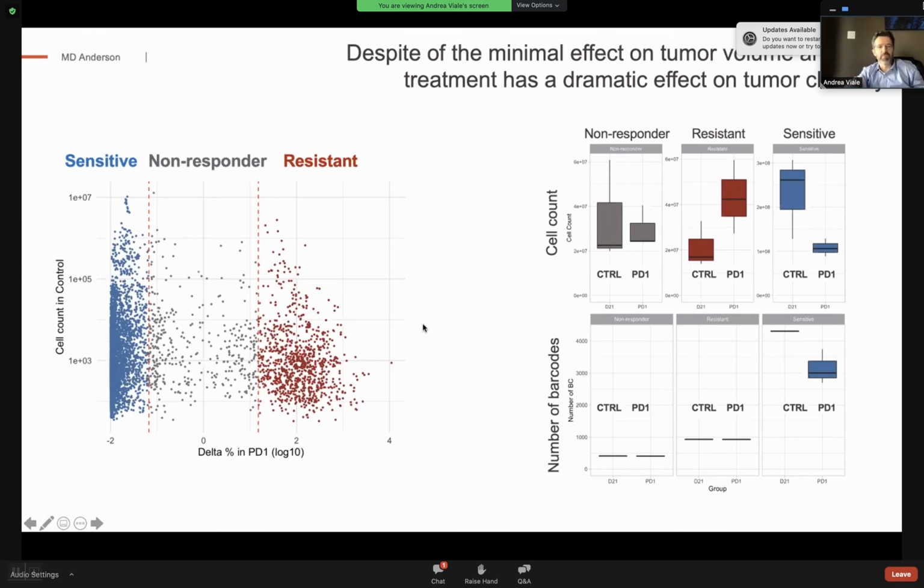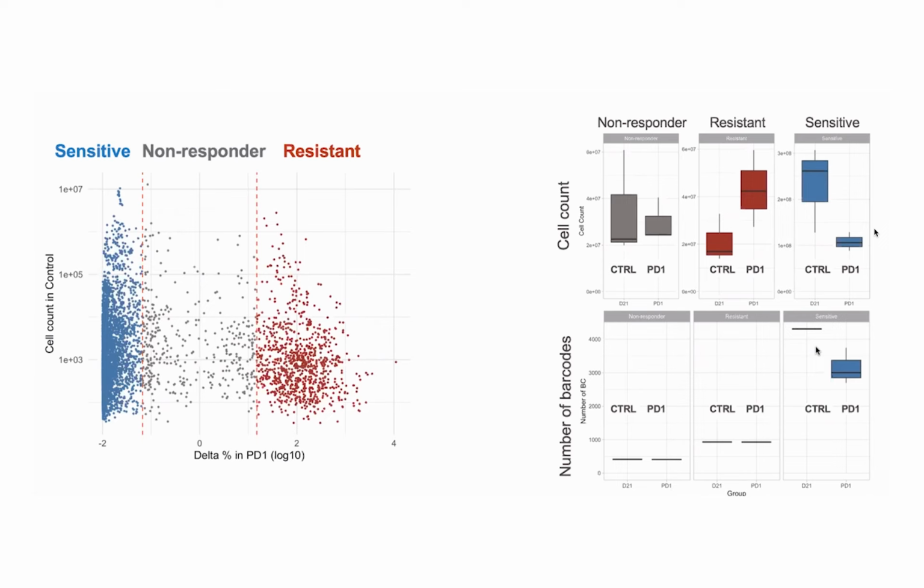resistant and be able to expand during the treatment, and other clones, fewer, that we consider non-responders because they had minimal changes. When we look better at what was going on, we found that the shrinkage in volume was due to two main effects. One was due to the fact that we were really able to shrink the population of the lineages that were sensitive, okay? So we were losing, you can see here, probably something like 150 million cells.